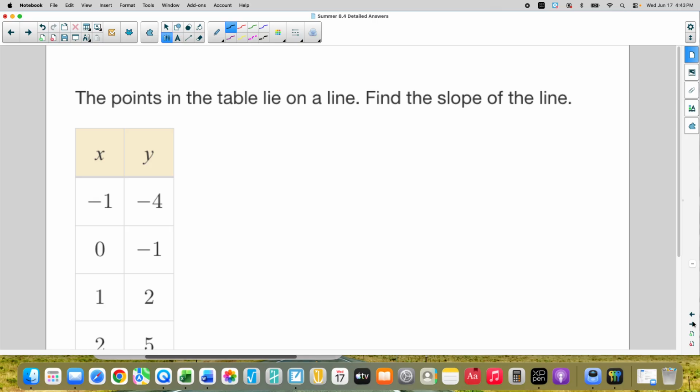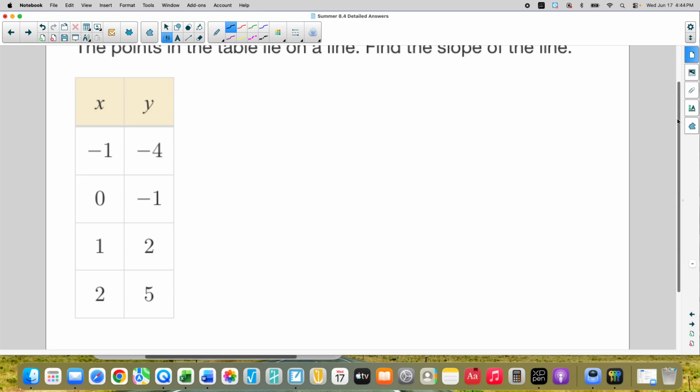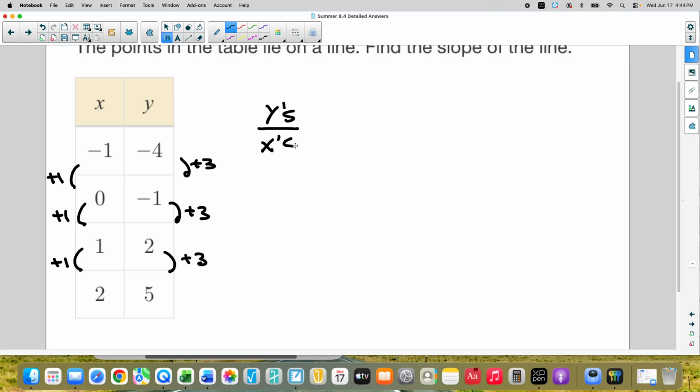Now, the points of the table lie on a line. Find the slope of the line. Okay, so the slope is going to be the rate of change between each point. So what is my x's changing? Well, that's +1, and this is +1, and this is +1, and this is +3, this is +3, and this is +3. So the rate of change is the difference in y's over the difference of x's. A lot of students will say 1/3, but that's x over y. That's not correct. So it's actually 3 over 1, positive 3 over 1. So it has a slope of 3.